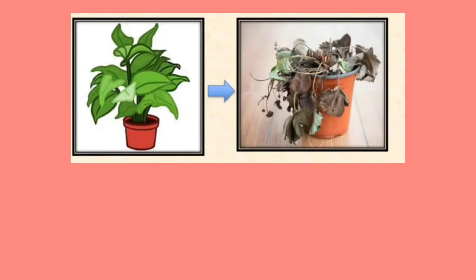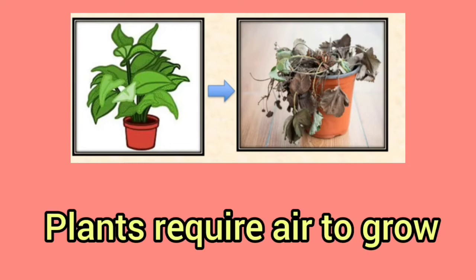Plants. Plants not only require water but also require air to grow. If plants get only water and no air, then the plant dies. So, air is also very essential for plants to grow.